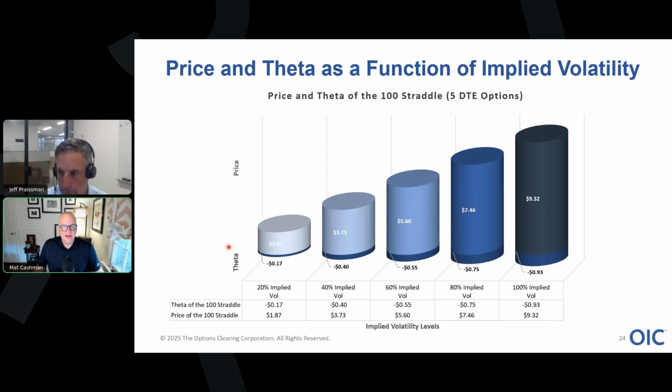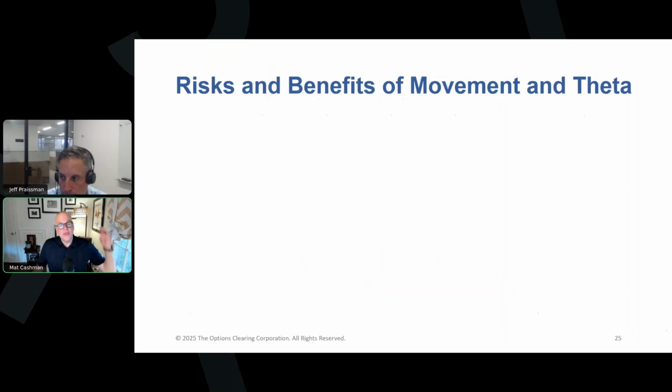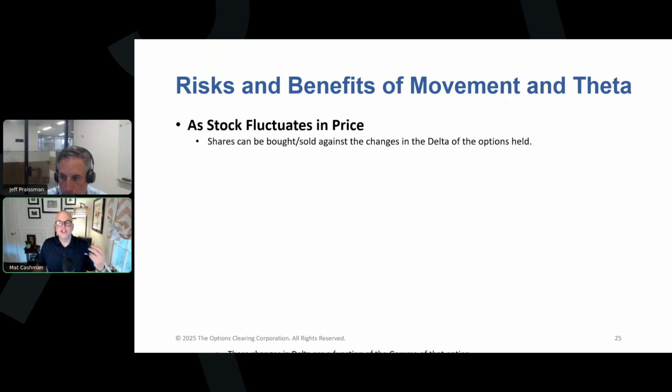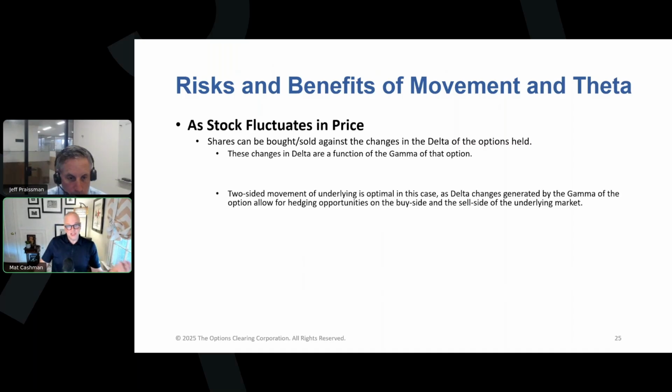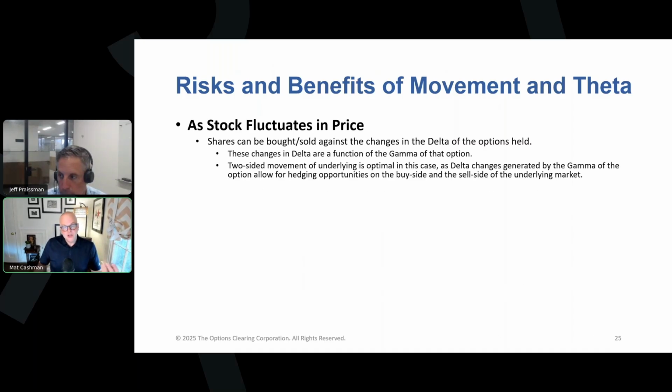And as you start to add implied vol to these, the extrinsic value starts to go up, but the theta goes up too. So that's an important thing to think about as well. As stocks fluctuate in price, shares can be bought and sold against it. You can scalp gamma against these situations when the delta of the options is changing because the underlying is changing. And in that case, two-sided movement is the best possible scenario, because you get to buy stock below the strike and sell it above the strike, et cetera.